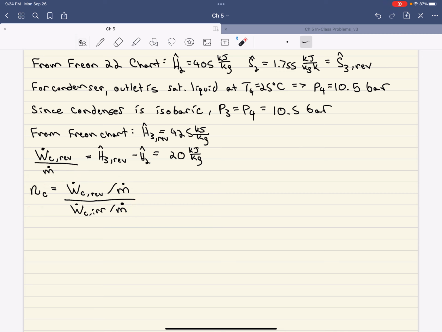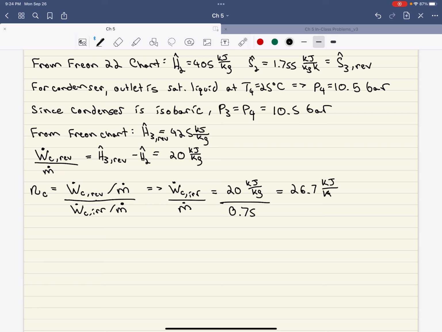We know the efficiency here. We have this value from our energy balance. And so what we could do is rearrange this equation. Essentially, we would just be taking that 20 kJ/kg and dividing it by the 0.75. And we get that our work, in this case, for the irreversible, the work over the mass flow rate would be 26.7 kilojoules per kilogram.